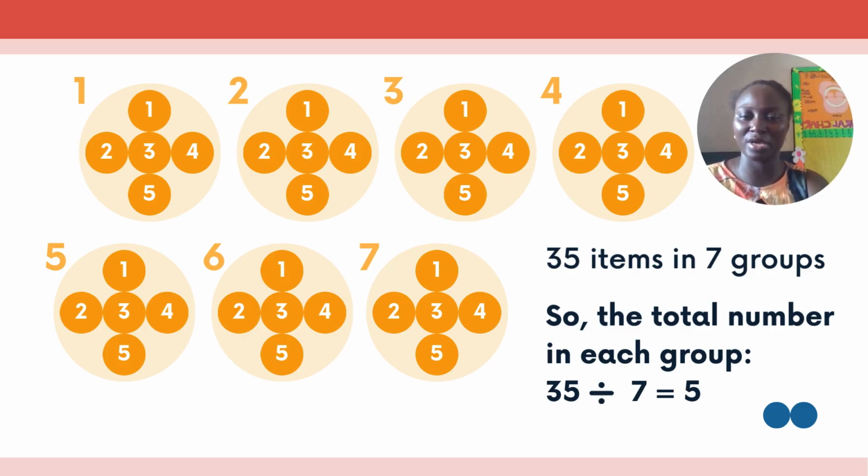In the first group we have 5, second group we have 5, up to the 7th group. So 35 divided by 7 is 5, which also means that 5 times 7 is 35. The reverse of division is multiplication. 35 divided by 7 is 5. 5 times 7 is 35.